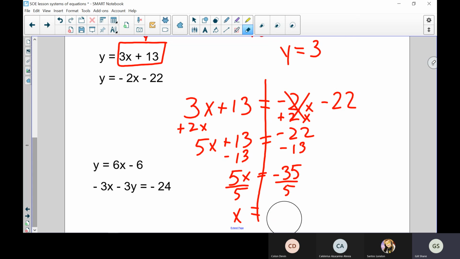So if we divide by 5 as our last step, remember division is still the last step when we solve equations, x is -7. But we're not done. We don't know what x is. Oh, we just got it. I'm sorry, we don't know what y is.